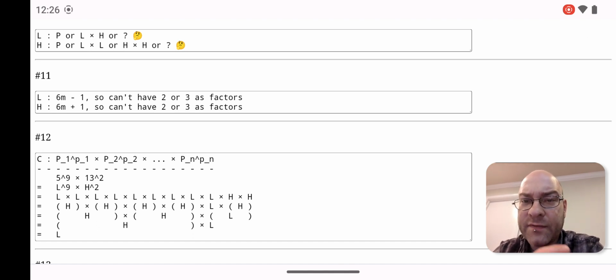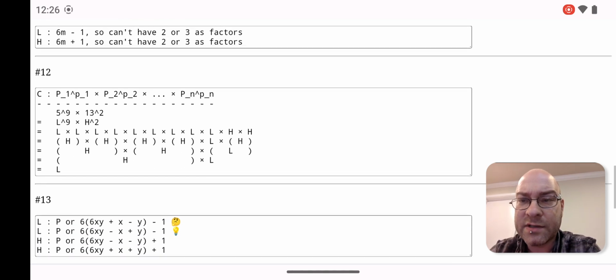So after going through all of that, we realized that it doesn't really matter what the exponents are. All of this is still going to lead us to either an L or an H. So that means that every composite number that's in an L and an H position must be expressible as the product of L's and H's.